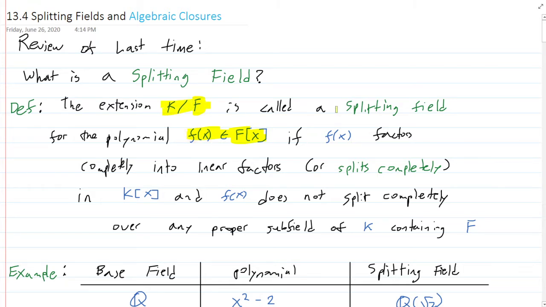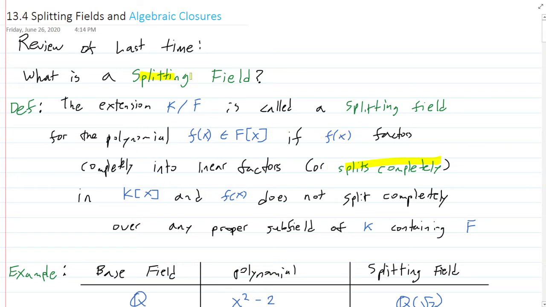So this extension is called the splitting field for this polynomial f of x if the polynomial f of x splits completely into linear factors in K of x. So when you extend your realm of coefficients from the field F to the field K, your polynomial splits, right? If it does factor completely into linear factors, we say the polynomial splits completely.